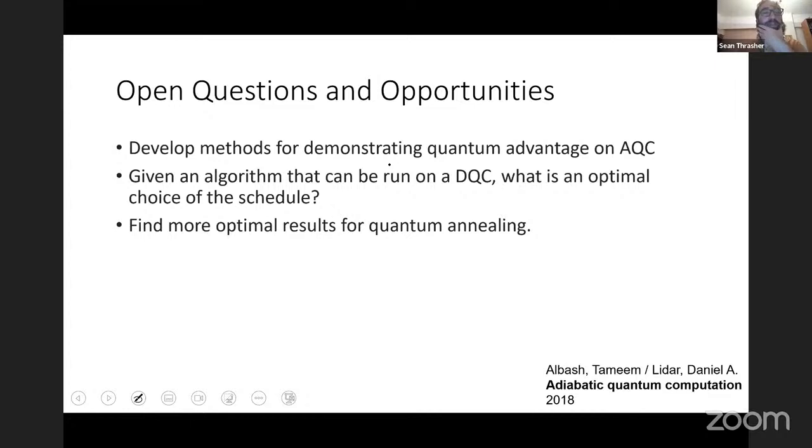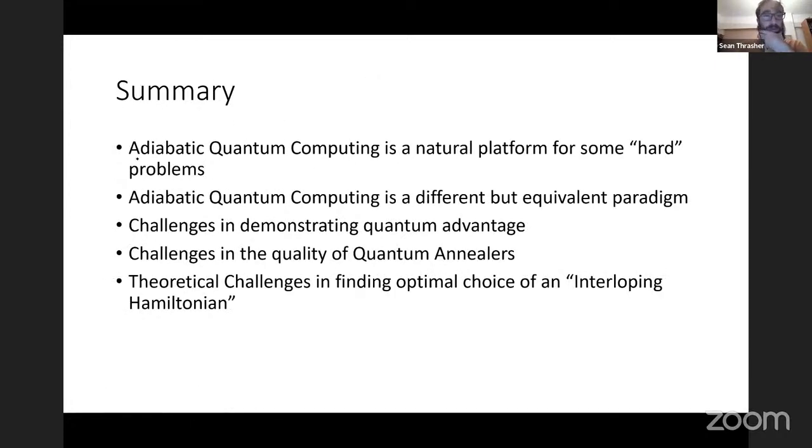So to summarize, we discussed quite a bit. We talked about how adiabatic quantum computing is a rather natural platform for some hard problems, and that it's a different paradigm of quantum computing altogether compared to digital quantum computing, and that challenges arise in demonstrating quantum advantage, and there are challenges in the actual quality of quantum annealers, and there's this theoretical challenge of finding the optimal choice of this schedule that takes you from initial to final Hamiltonian. So that's all that I had for my talk.